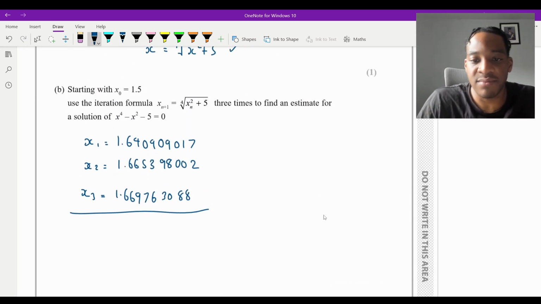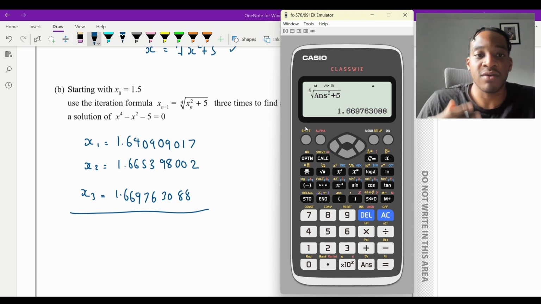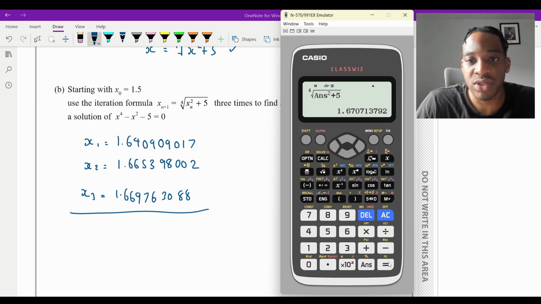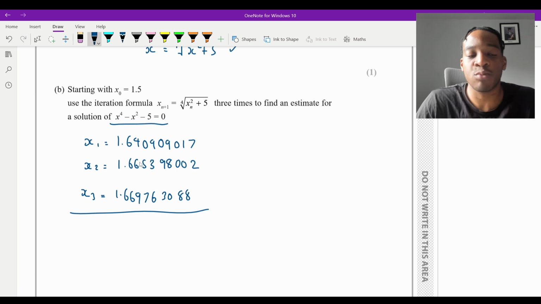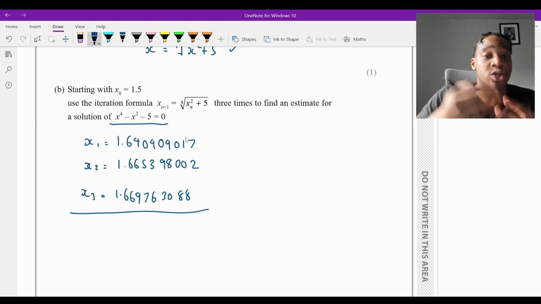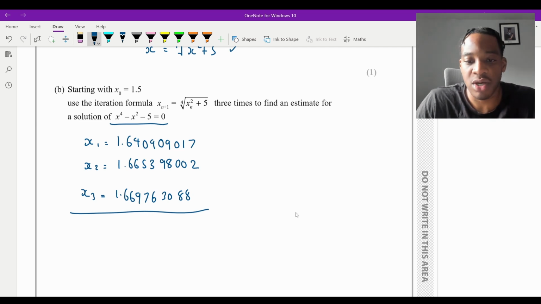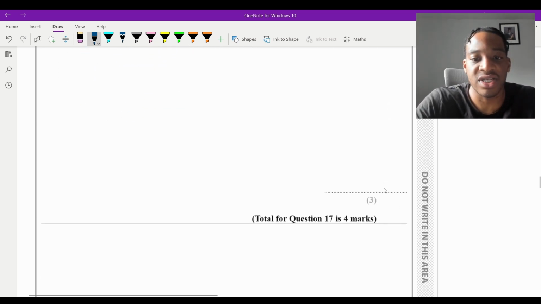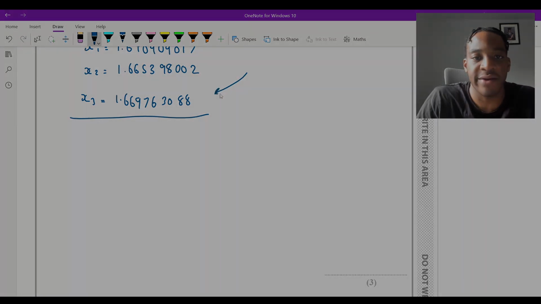As well as that, sometimes, not all the time, they can ask you to give an actual answer, a complete answer. What you'd have to do is just keep clicking equals and see what it approximates to. As you can see, it terminates here, 1.6707147771. This would be an estimate for the equation that we have here. But most of the time, they'll ask you to do it 3 times or 4 times and so on. If they just ask you for a general answer, then you'll just keep clicking equals. But that's pretty much it for question 17, and that will give you the 4 marks, this answer right here.